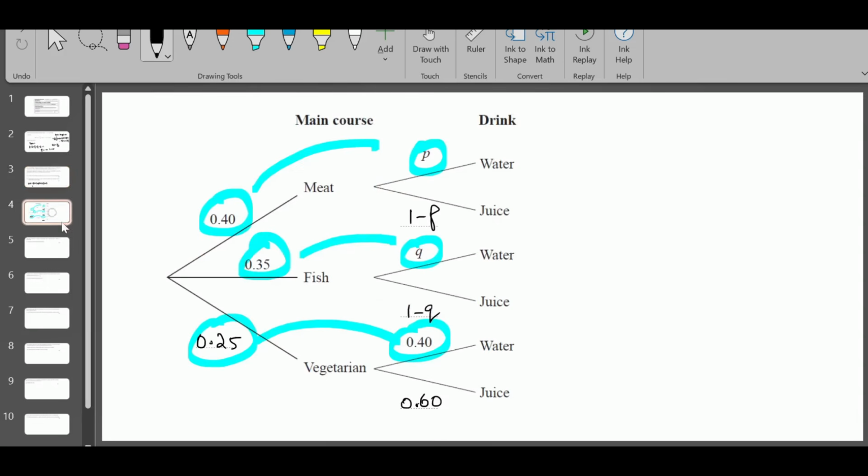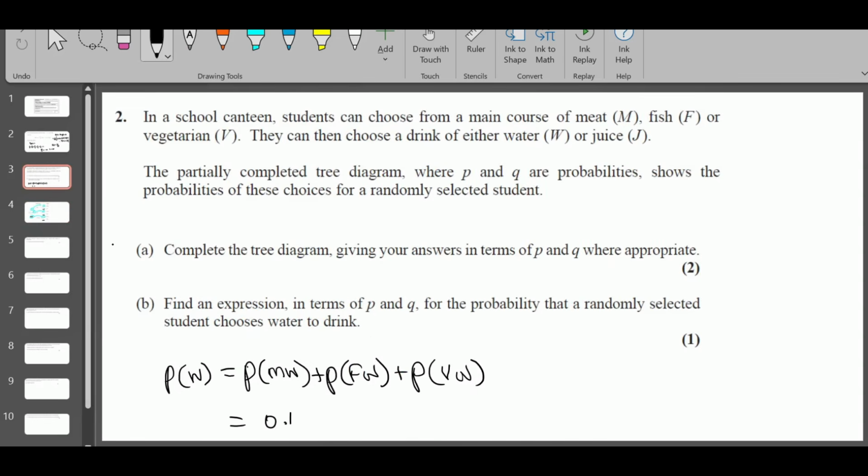So that's going to be 0.4p plus 0.35q plus 0.25 times 0.4, which is 0.1. So the answer is 0.4p plus 0.35q plus 0.1. That's just a 1-mark question.